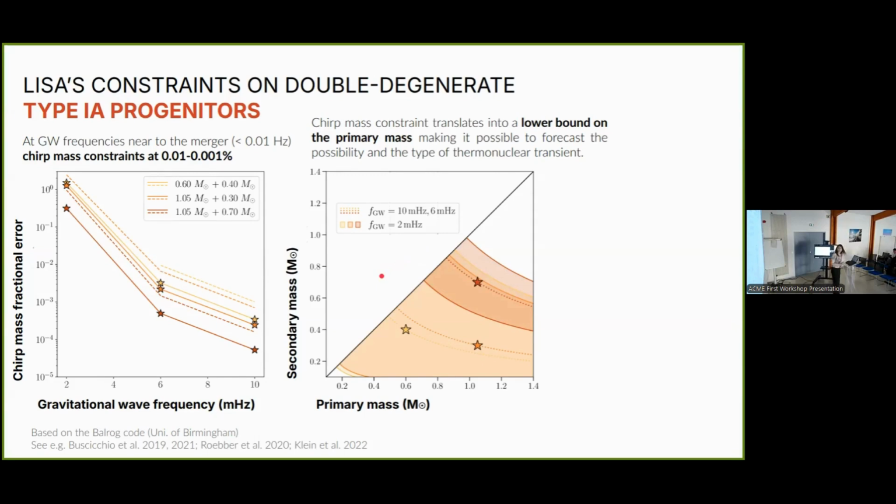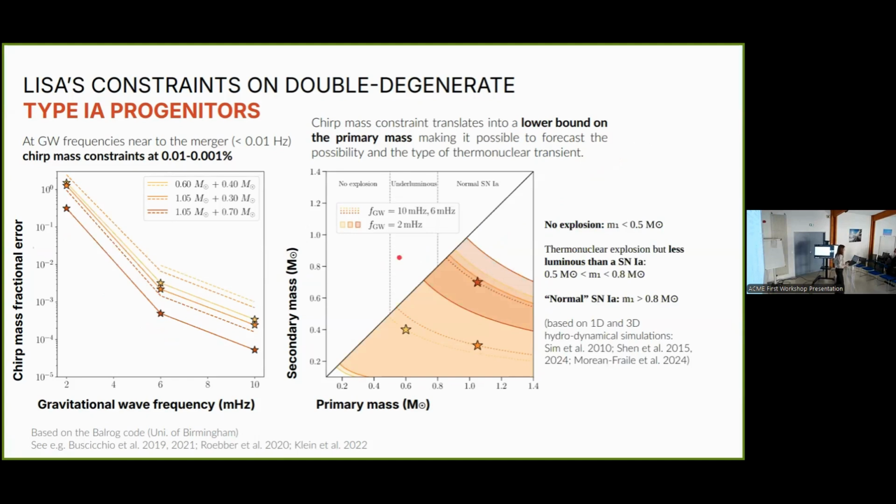So to restart, we can translate constraints on the chirp mass into constraints on the primary mass that you can read from the x-axis. Looking at this red example, what we will be able to say is that the binary primary is at least 0.7 solar masses. What does it mean? Based on 3D hydro simulations, we can divide this parameter space into very broad categories. Binary primary masses below 0.5 solar masses do not generate thermonuclear explosions, so they do not detonate.